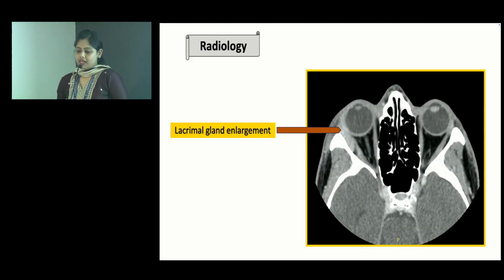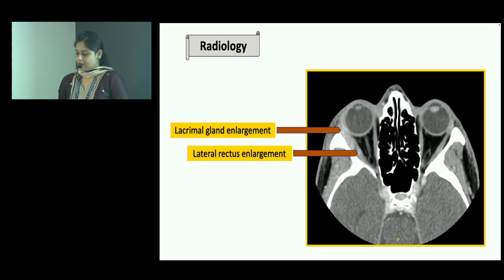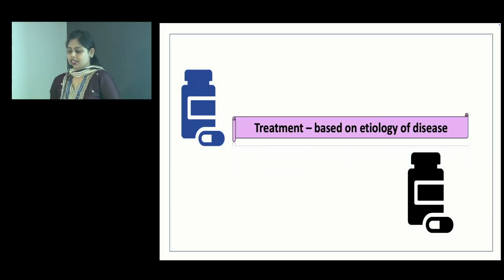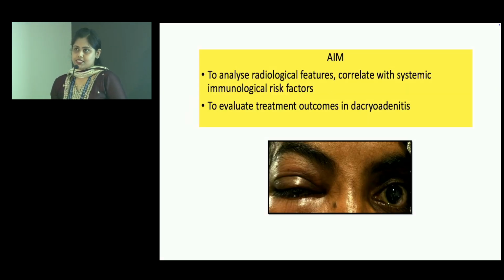Radiology shows lacrimal gland enlargement, with sometimes involvement of extraocular muscle, intraorbital fat or paranasal sinus. Treatment is based on the etiology of the disease. The aim of my study was to analyze the radiological features and to correlate them with the systemic immunological risk factors, and to evaluate the treatment outcomes in dacryoadenitis.